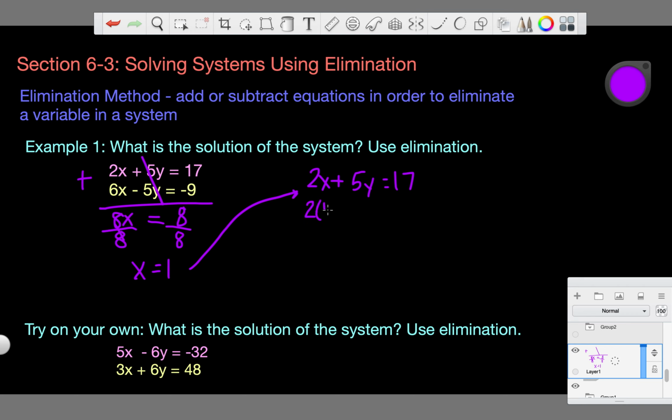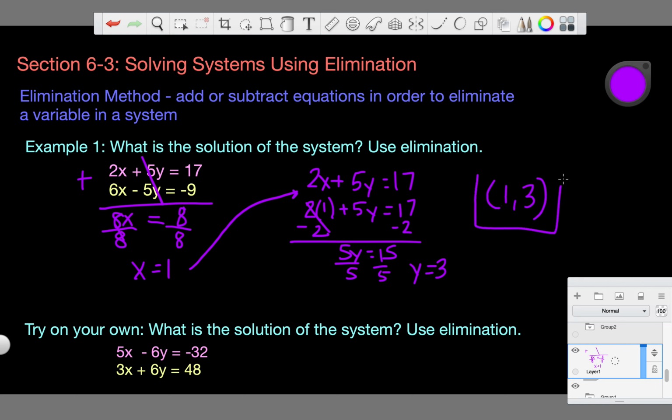So we get 2 times 1 plus 5y equals 17. 2 times 1 is 2, so we can subtract 2 from everywhere. And we're left with 5y equals 15. Divide by 5, divide by 5. y equals 3. So what that tells us is that when x is 1, y is 3, and your system has a solution at (1, 3). This next one, you're going to do the same exact thing. Again, it's already set up perfect for you. You're going to add your two equations together, and your 6y's should cancel.